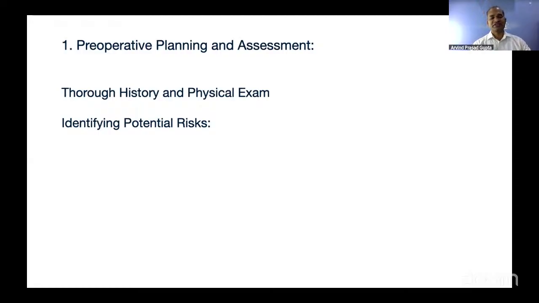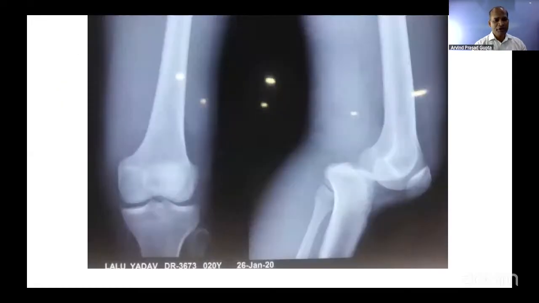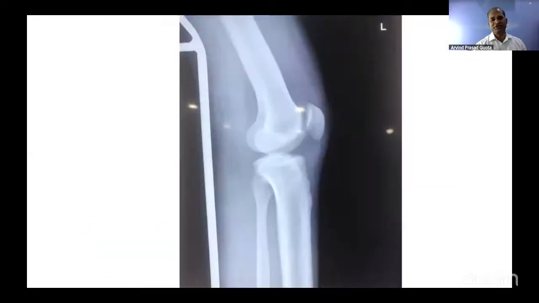And after this history, examination and investigation, identify the potential risk. As I discussed, one thing about the open wound, anything around the knee, or any diabetic, any chronic illness that may increase the risk of infection with your surgery. So always identify this. And also other things related to trauma, like this patient, this is a 20-year-old male boy, the knee was dislocated, that was immediately reduced.